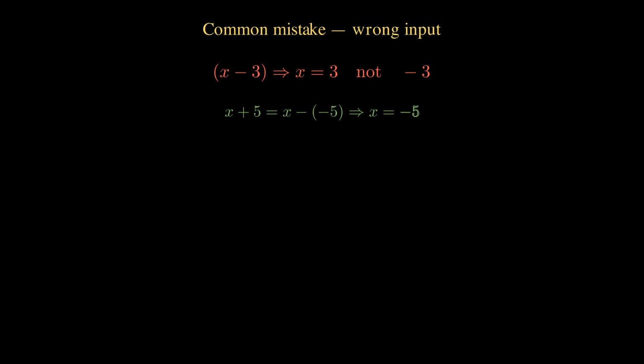Common mistake: plugging in negative a when your divisor is x minus a. For x minus 3, you evaluate f of 3, not f of negative 3. For x plus 5, rewrite it as x minus negative 5, then plug in negative 5.